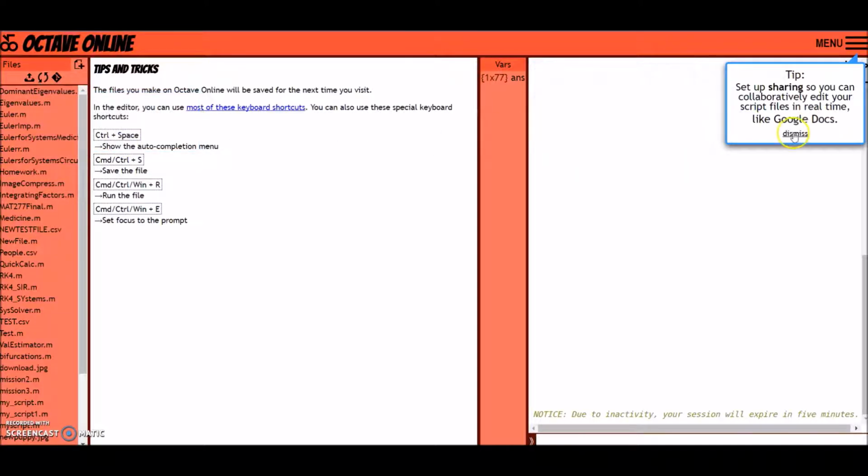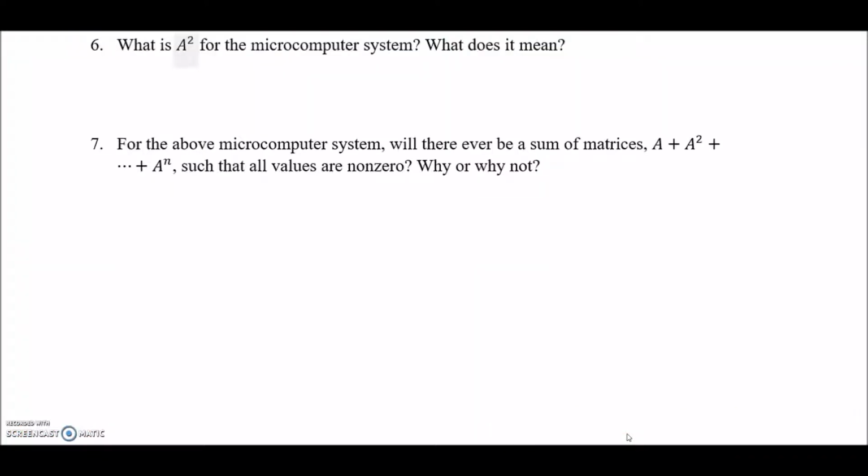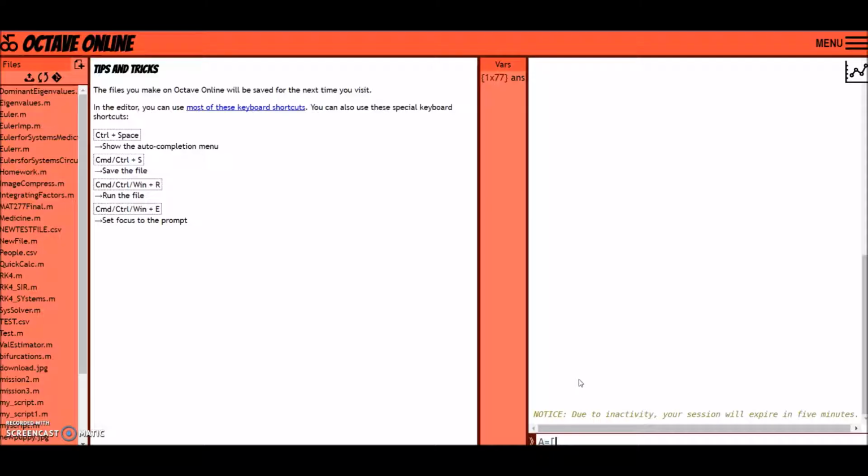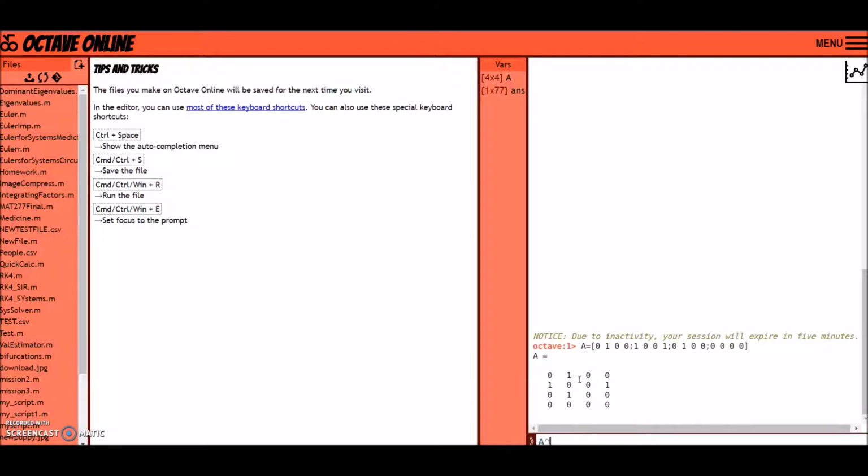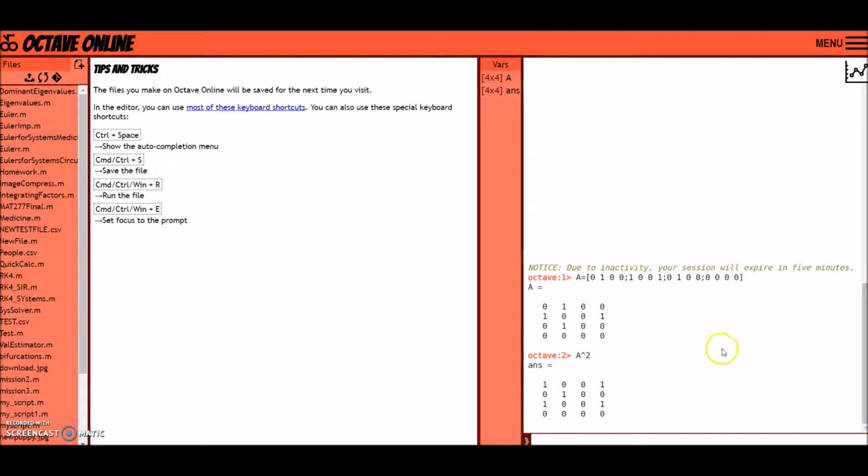I'm going to use Octave Online. I'm going to create this matrix by typing in the values in that matrix. So we create a matrix this way, 0, 1, 0, 0, semicolon to start the next row, 1, 0, 0, 1, the second row, and then the third row, 0, 1, 0, 0, and 0, 0, 0, 0. Okay, so I've just created that adjacency matrix. If I take a look at A squared, this tells me how many paths there are from one component in the network to any other component in the network.